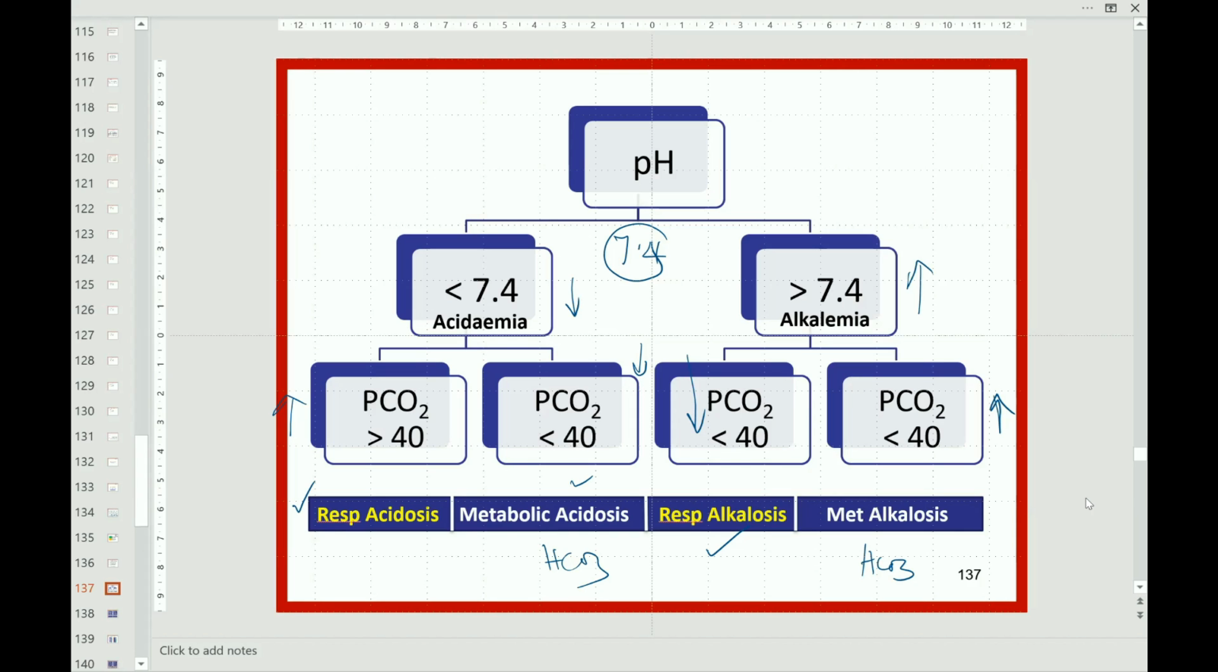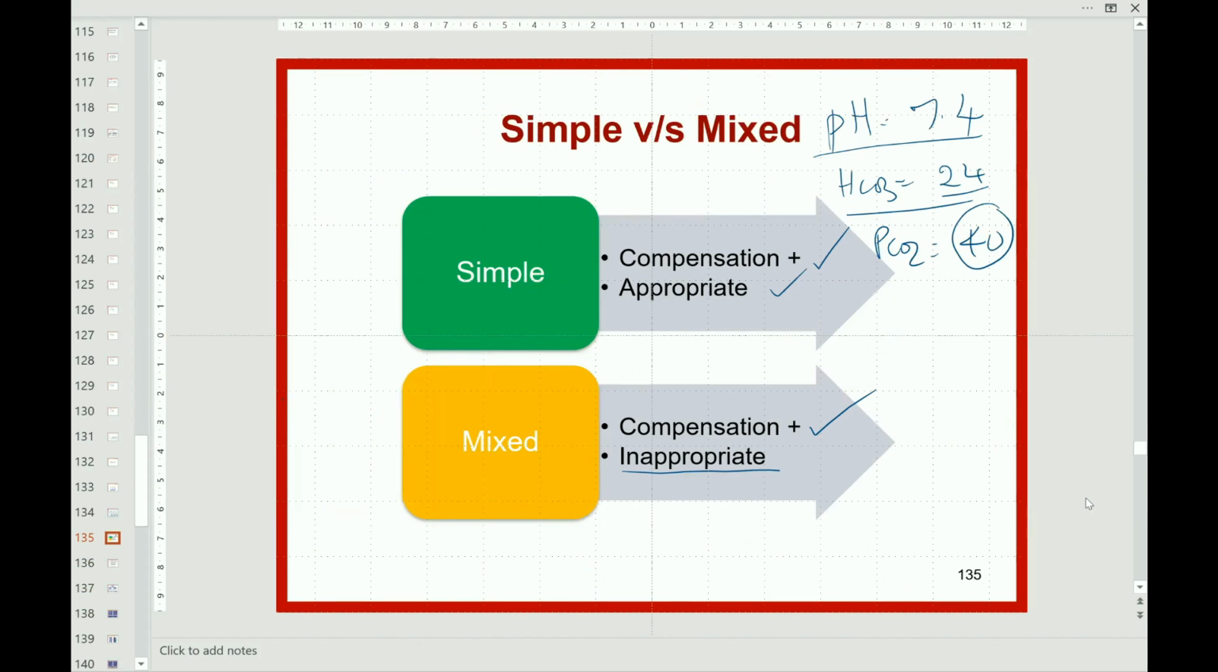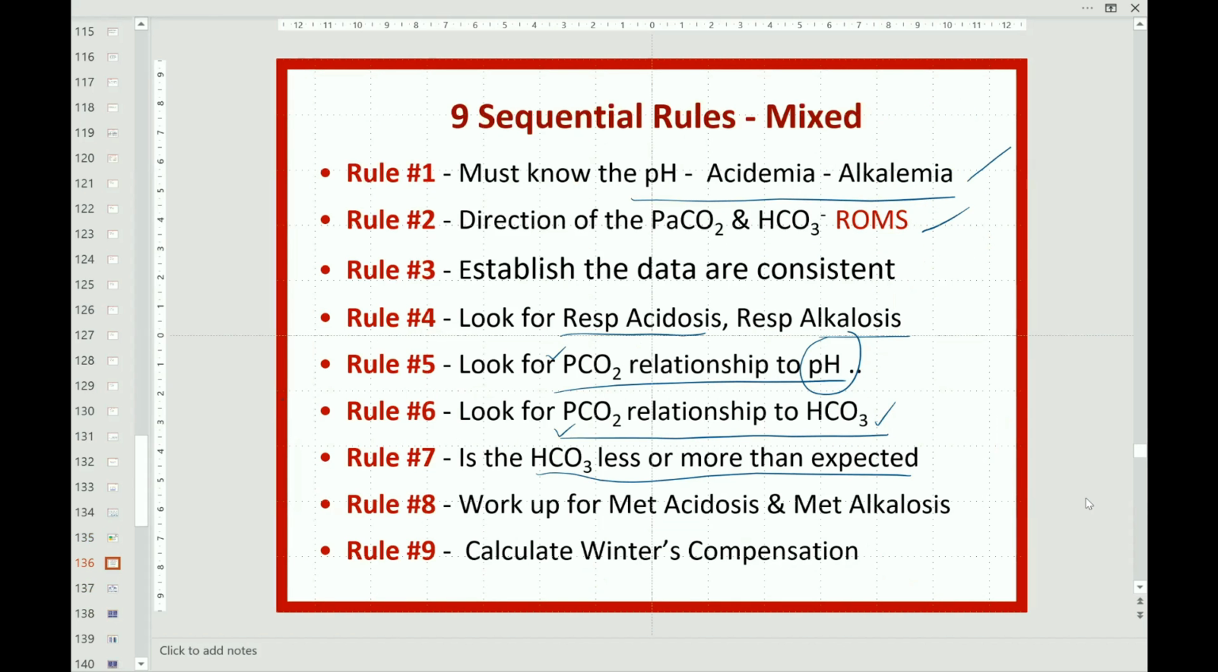The next thing to be looked at is bicarbonate. I hope you have very clearly understood this particular slide. Now let's go to the next one. This boils down to what? This boils down to question number 1 and question number 2. These are over.